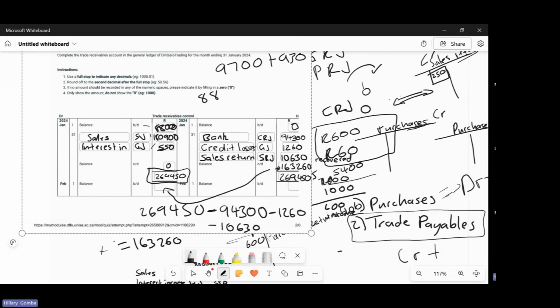Okay. All right. So it will be your 163,260 right here, and then here it's going to be 0. And then you are done with your trade receivables control account. And I want to show you something. Do you see how easy this thing is? And it carries 20 marks, which is 20% of your either assignment or exam. These are easy 20 marks that you can get, and you must be smiling when you see this question, to say, hey, God is great. Do you see that?